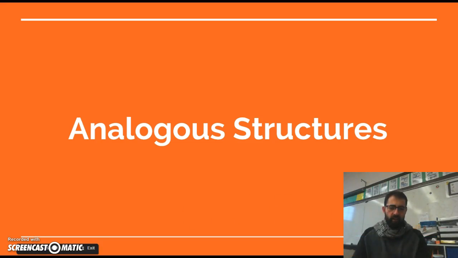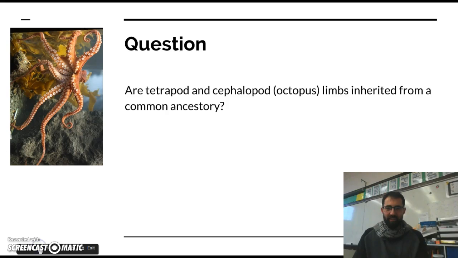So let's look at analogous structures. These are structures that look similar or serve similar functions, but are not from a common ancestor. So what about cephalopods, the octopus in particular? Do we share a common ancestor, or are our limbs as tetrapods analogous to those of a cephalopod?